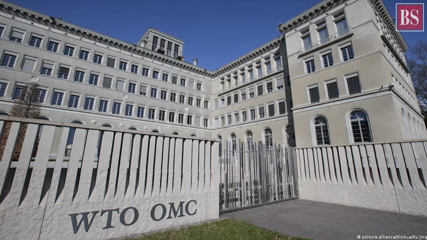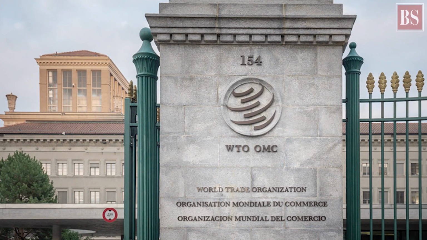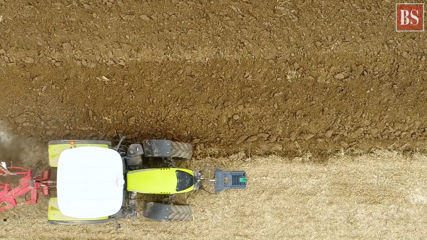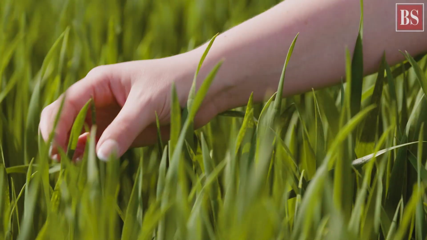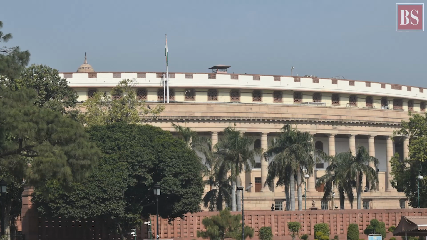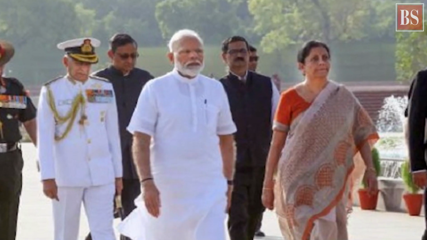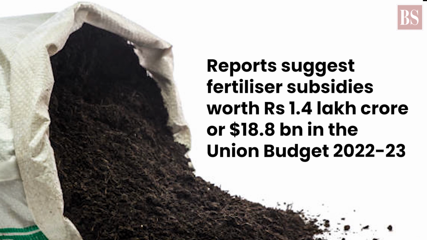The WTO allows subsidies up to 5% of the value of production for developed nations and 10% for developing nations. But critics say that the Western countries have long been circumventing rules to fund their farmers. Now reports suggest that in the upcoming union budget, the Indian government will likely earmark 1.4 lakh crore rupees or $18.8 billion as fertilizer subsidy.